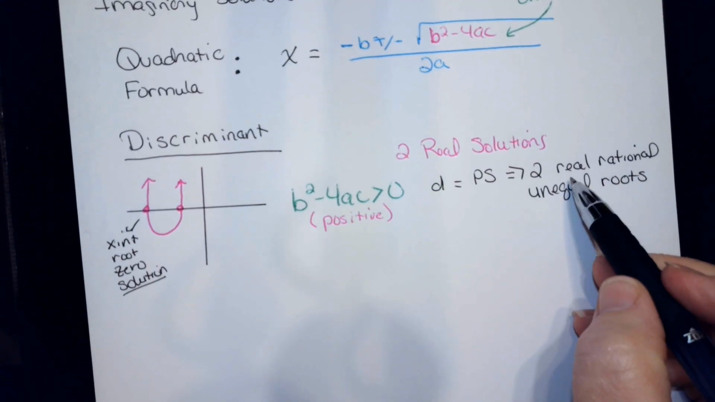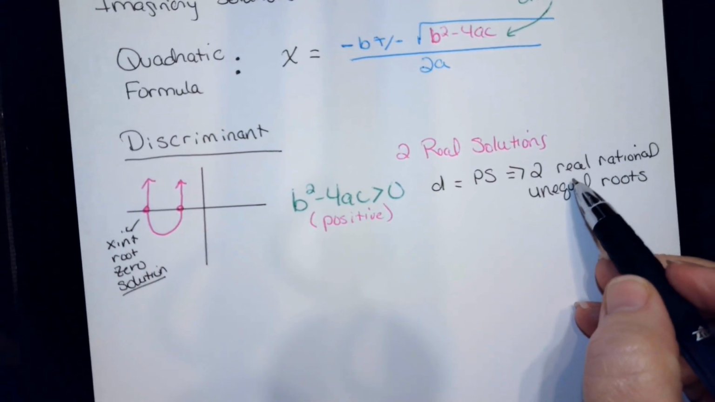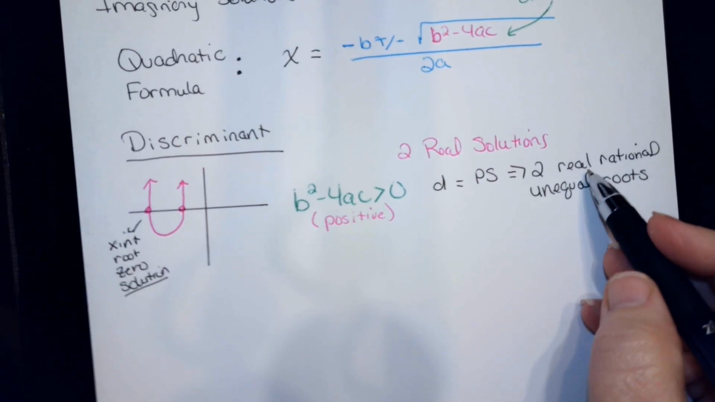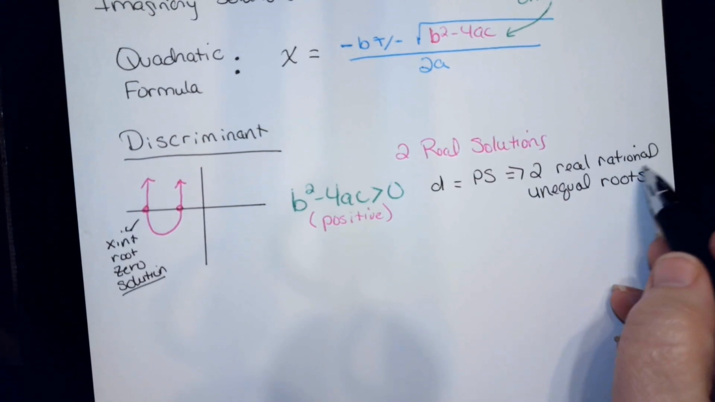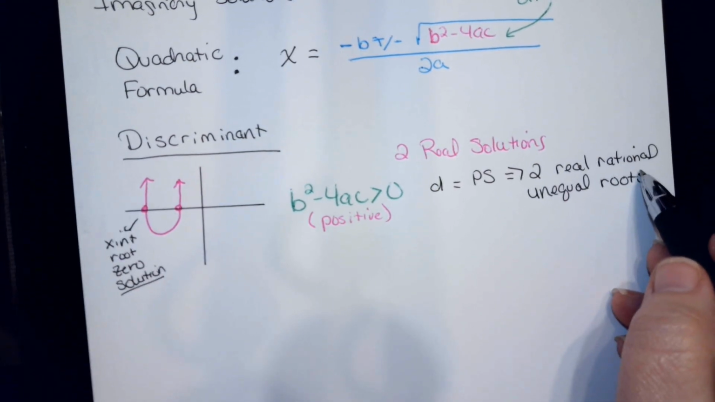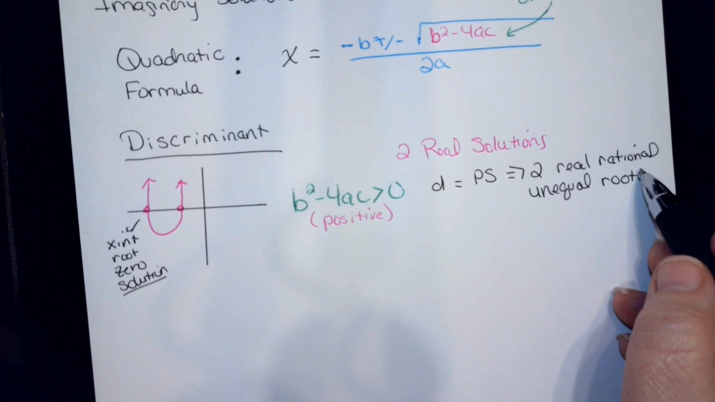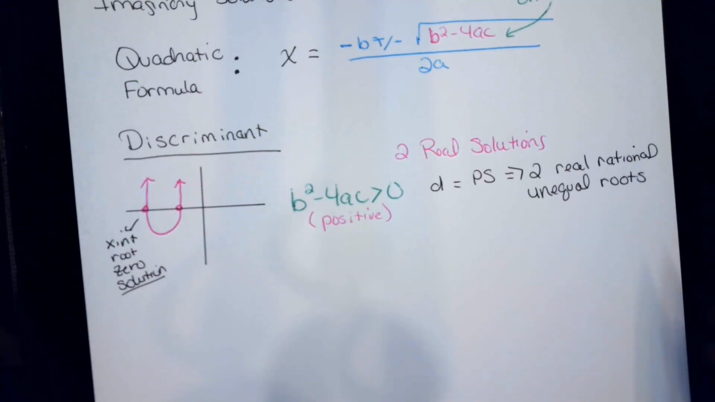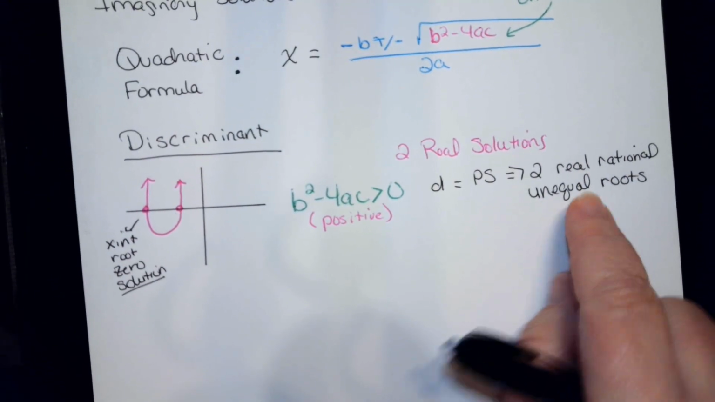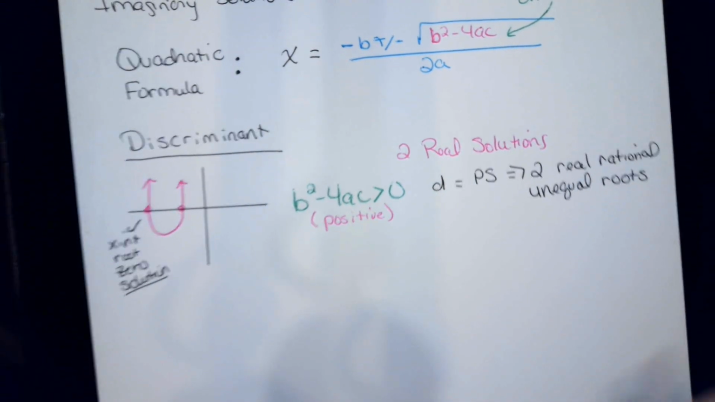Alright, so real means they're part of the real number system, the non-imaginary. The numbers actually exist. Okay, rational means it can be written as a fraction, a terminating, or a repeating decimal. Unequal means they're not going to be the same, so they're two different roots, two distinct roots.